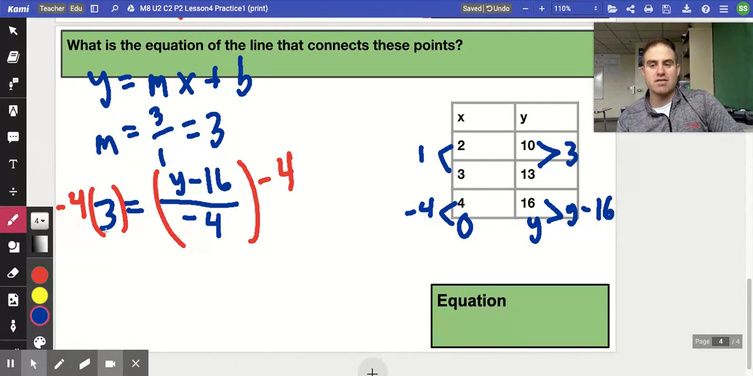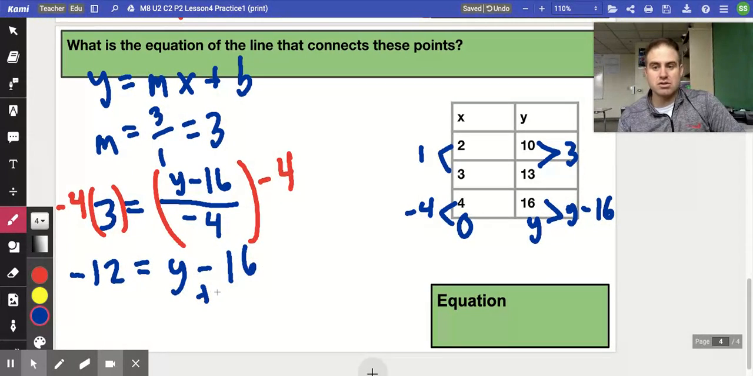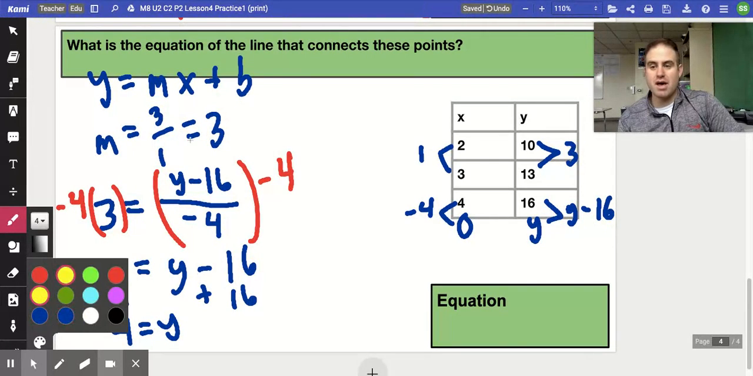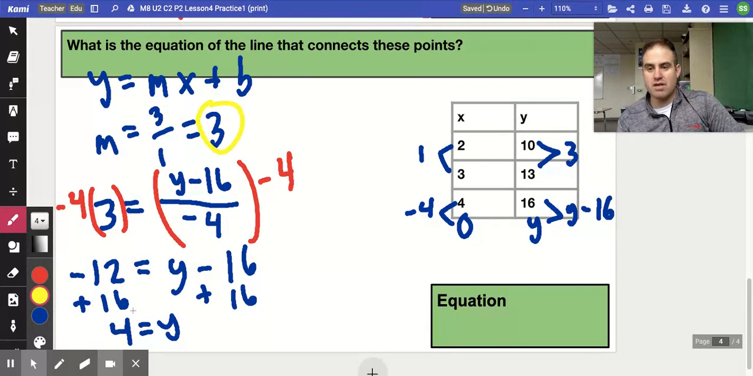On the left side, negative 4 times 3 is negative 12 equals y minus 16. And then we add the 16 to both sides. We end up with 4 equals y. So now we know that our slope m is 3. And we know that 4 is going to be equal to our b value. So this is our b value. B equals 4. And now we can go ahead and write an equation. y equals 3x plus 4.